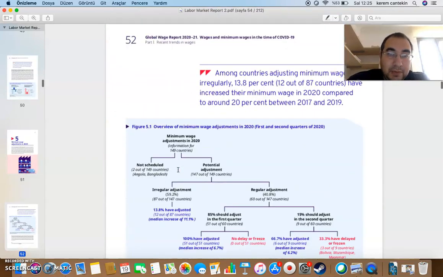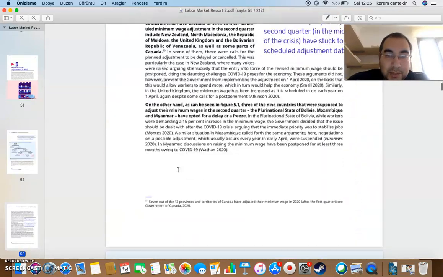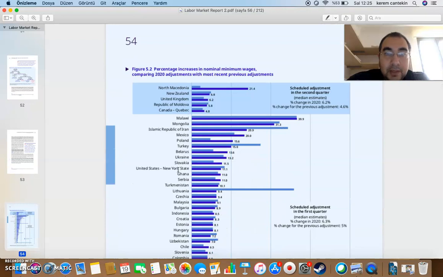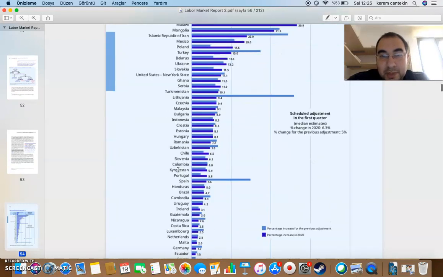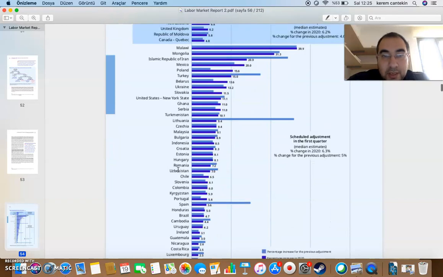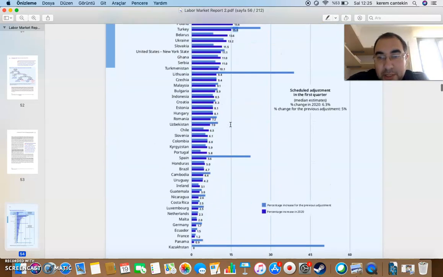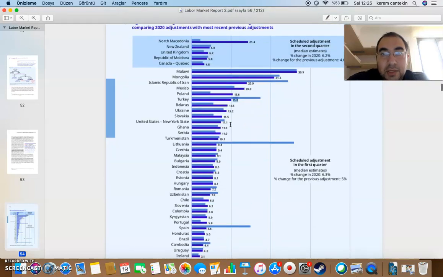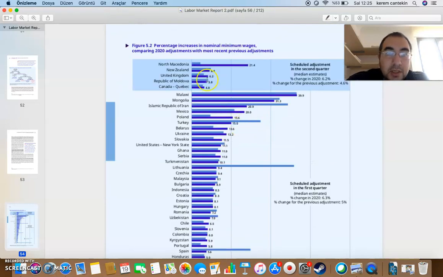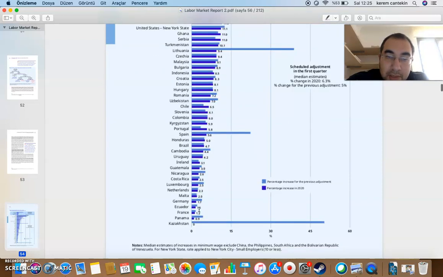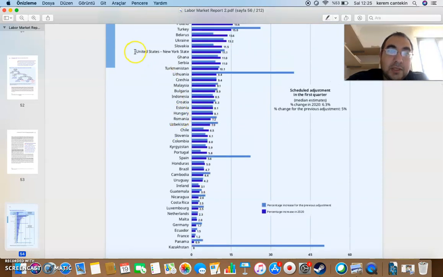So now, briefly, I will talk on the minimum wage case, basically. These are minimum wage adjustments made by the countries in 2020. You can look to it. I think Turkey is here, which made a 15% adjustment. United States is not here. It doesn't make any adjustment. You have instead United States, New York State. I mean, their separate states make their own adjustments. They have made an 11% adjustment basically.